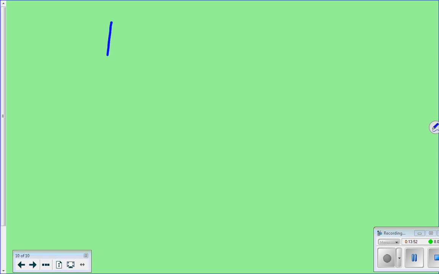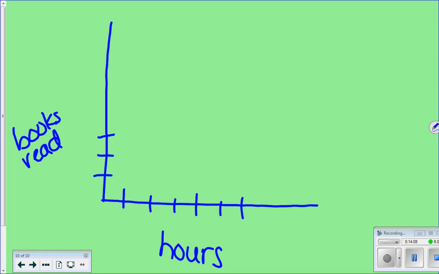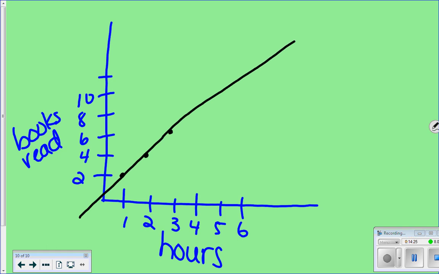If you want to jot one down in your notebook, you can. So I'm going to do hours, and I'm going to do books read again, because that's easy. Okay, and I'm going to do 1, 2, 3, 4, 5, 6. 1, 2, 3, 4, 5, 6. Okay, pretend that's straight. If you're writing it down quick, I'll let you write it down before I start talking about it.